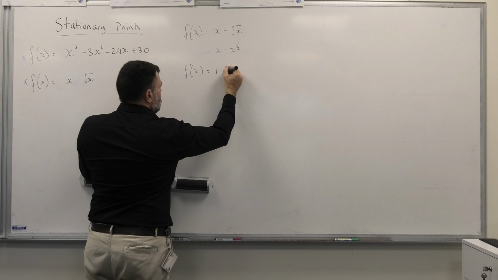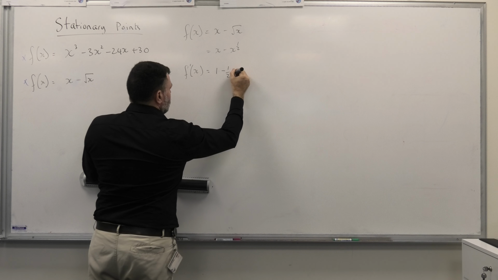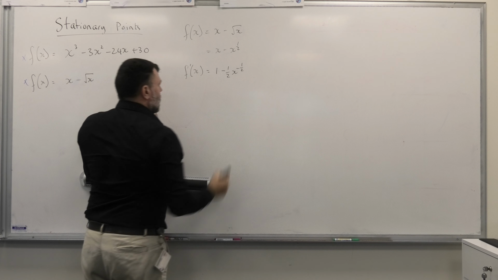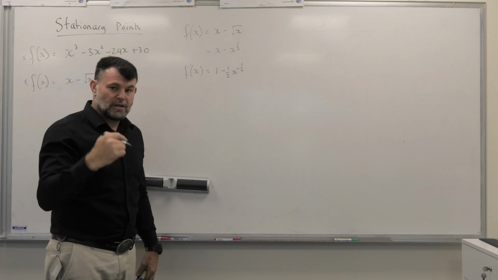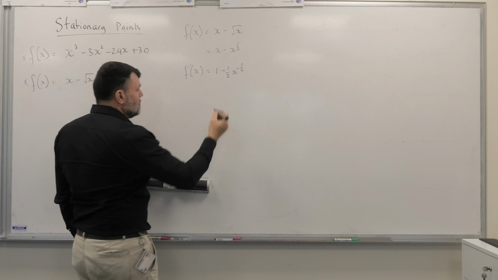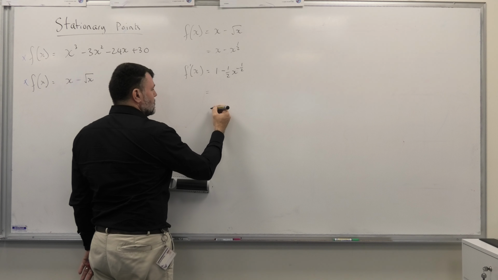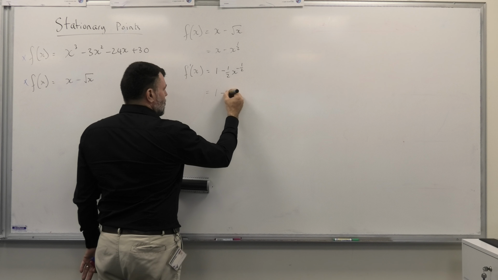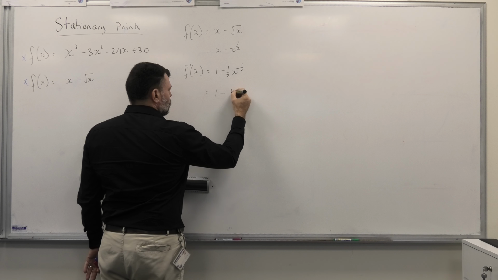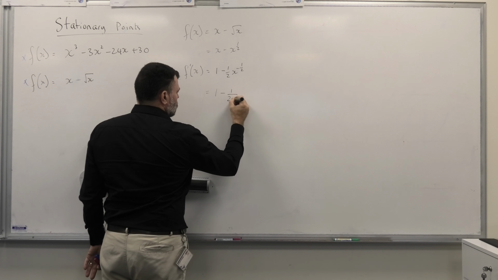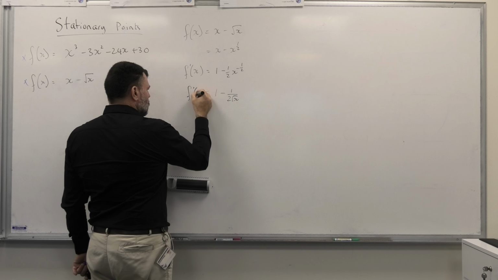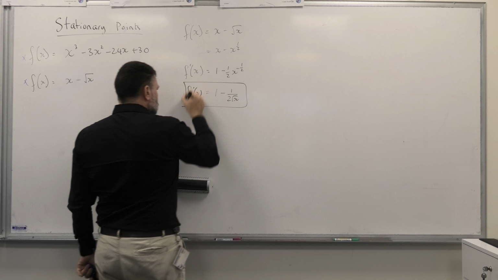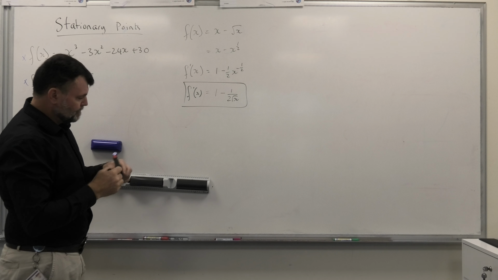So we get 1 minus half x to the negative half. Now, really good practice here to be able to write this back into its original form because it's going to make life a little bit easier for us when we solve for x. So we've got 1 minus 1 over 2 square root x. And this here is the gradient of this function.